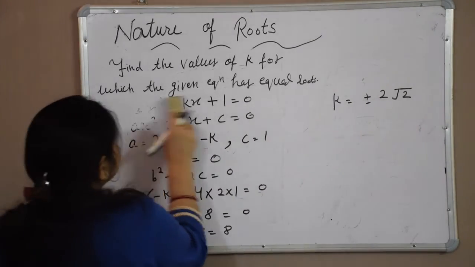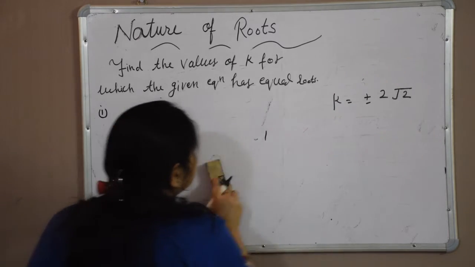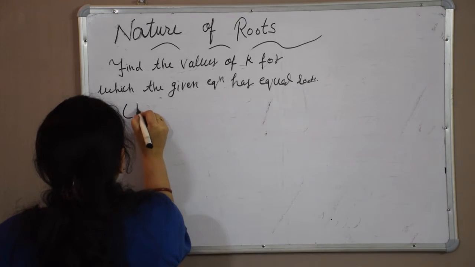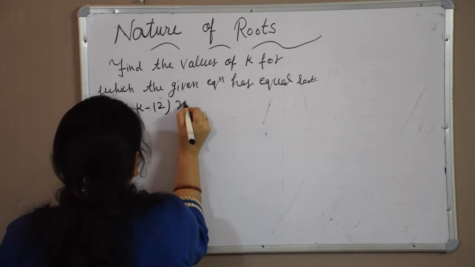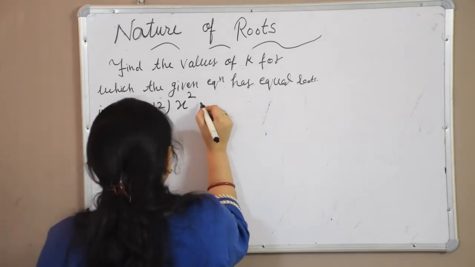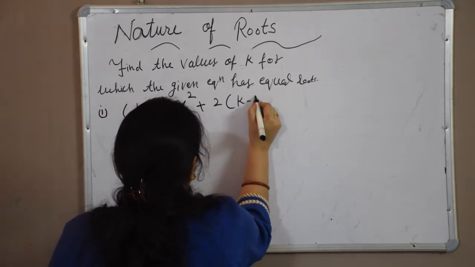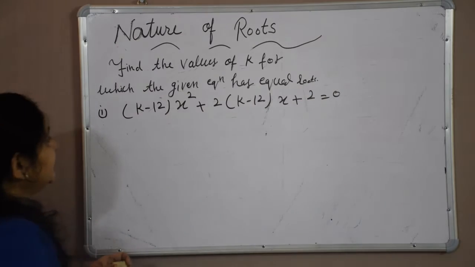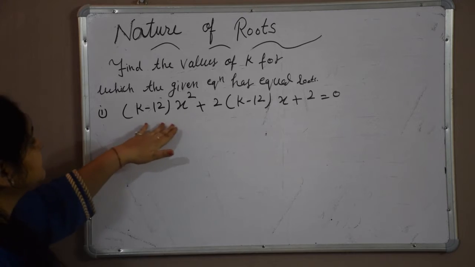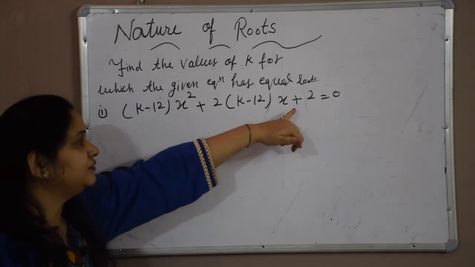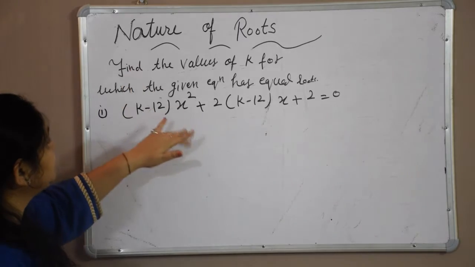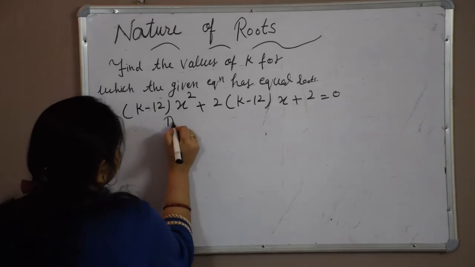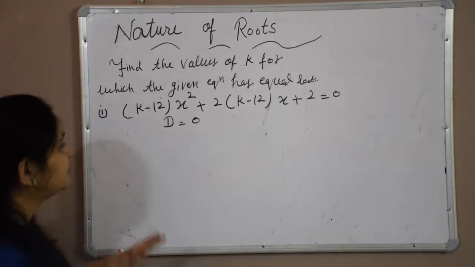So this category is also very important. Now we will consider one more example. (k minus 12)x square plus 2(k minus 12)x plus 2 equals to 0. The given quadratic equation is (k minus 12)x square plus 2 into (k minus 12) into x plus 2 equal to 0, and here also we need to find a value of k, and it is given that the roots are equal. Therefore D is equal to 0, that is b square minus 4ac equal to 0.